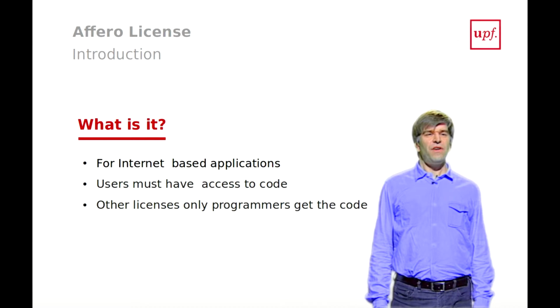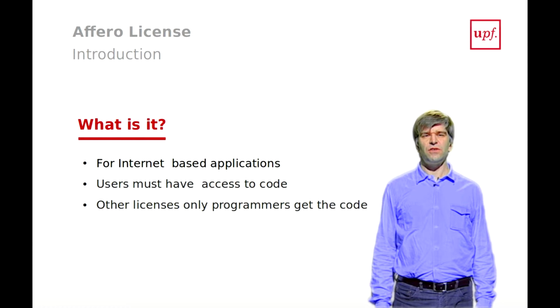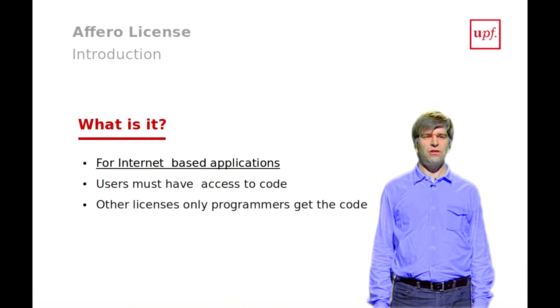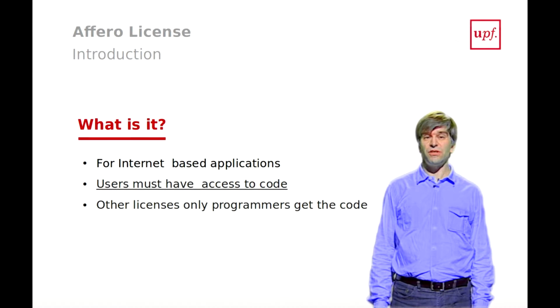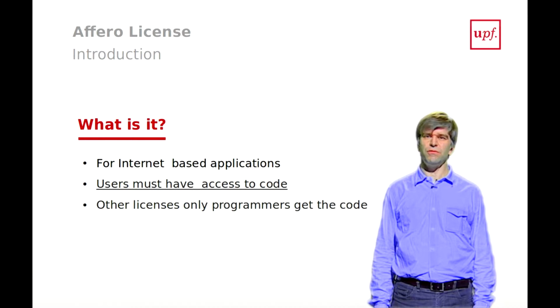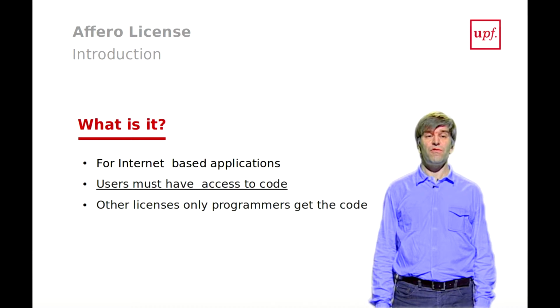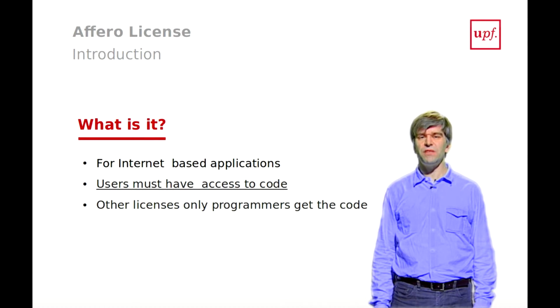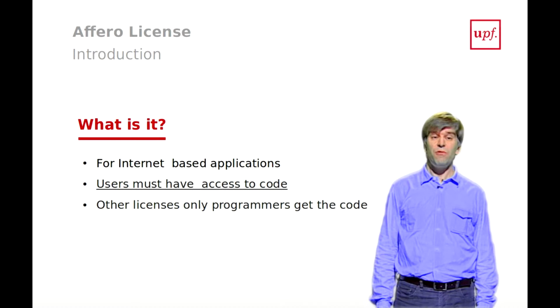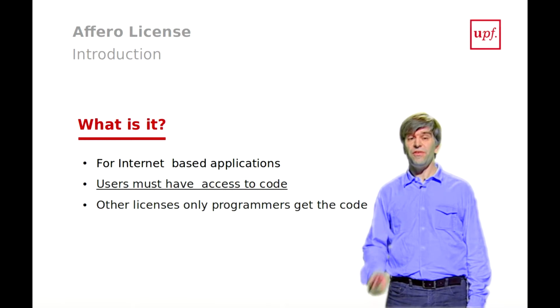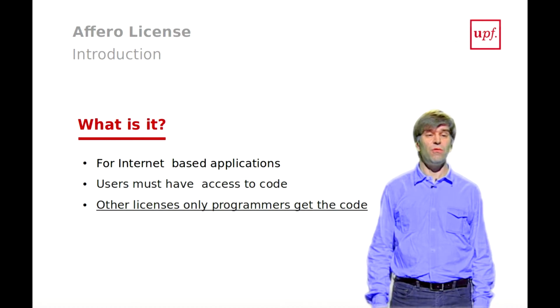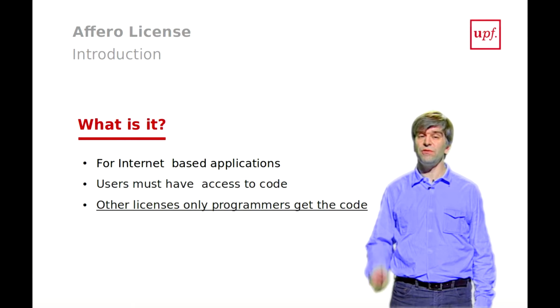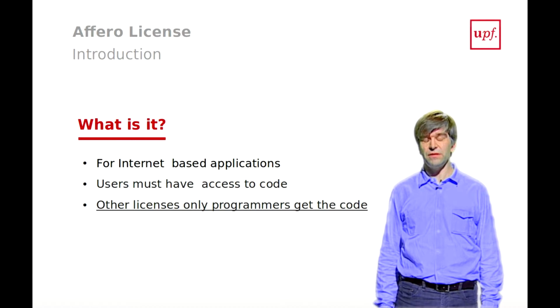What is it? Affero licenses are free software licenses thought for web or internet-based applications, characterized by the fact that the users of the software must have access to the source code. The producer of the software forces that no one could sell web services based on the software without redistributing it, differing from other licenses where only the ones that receive the software have the right to get the code, but not the users of it.